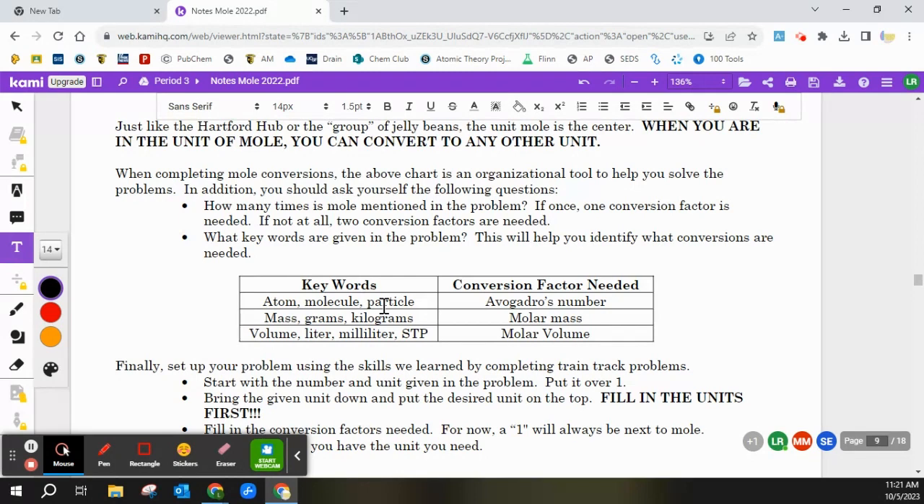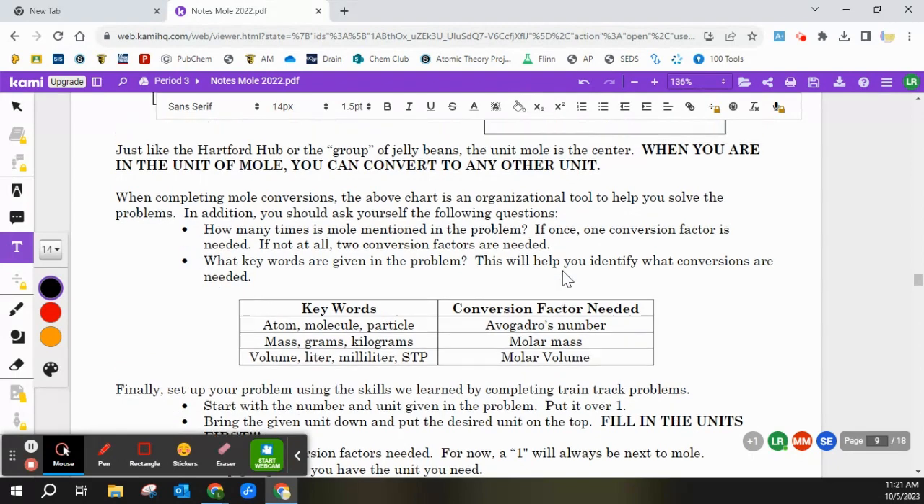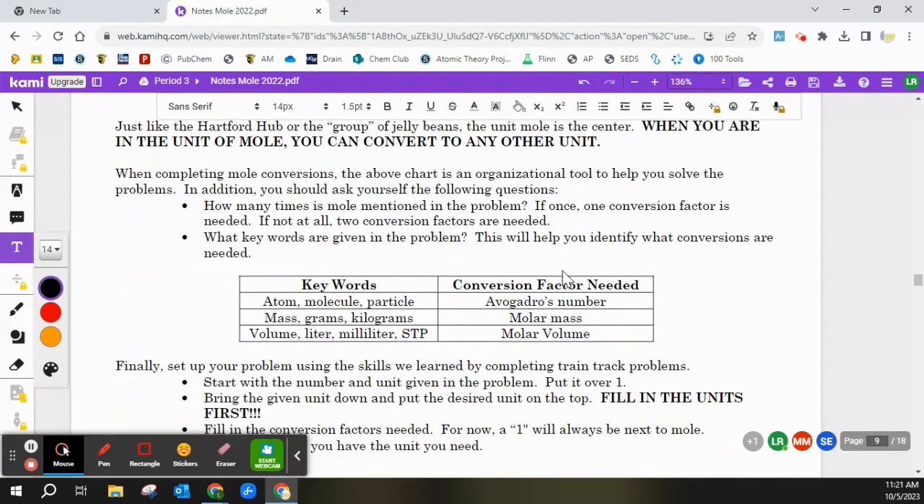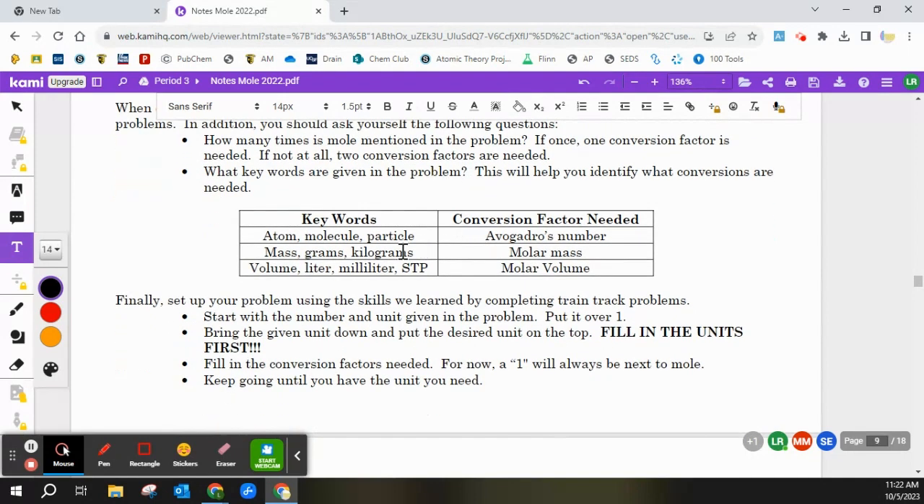And so the map that we just completed, so up here, is just an organizational tool, okay? But other things you should ask yourself: how many times is mole mentioned in the problem? If it's mentioned once, we're only going to use 1 conversion factor. If it's not mentioned at all, we're going to use 2 and have to go to mole in between. What are the key words? So if it's atom, molecule, particle, it's Avogadro's number. Mass, gram, kilogram, molar mass. Volume, liter, milliliter, STP, molar volume.